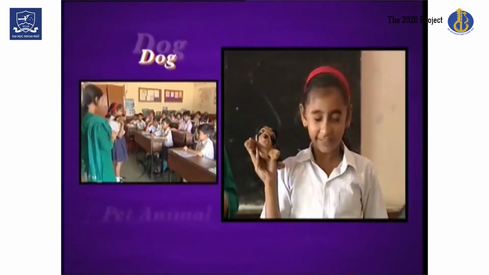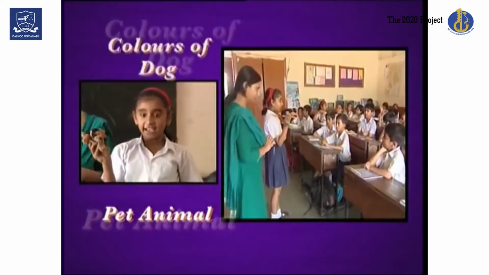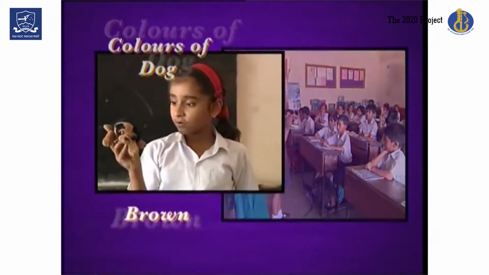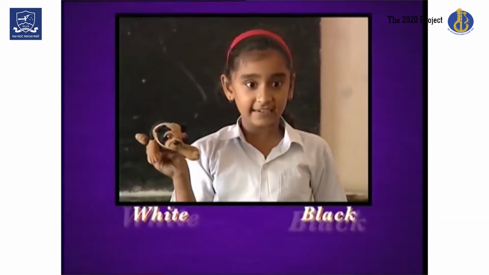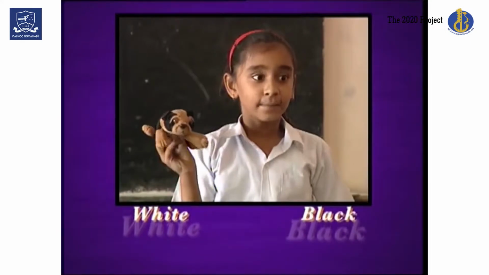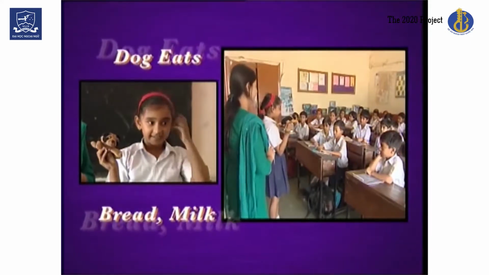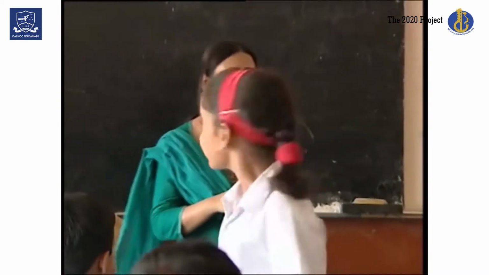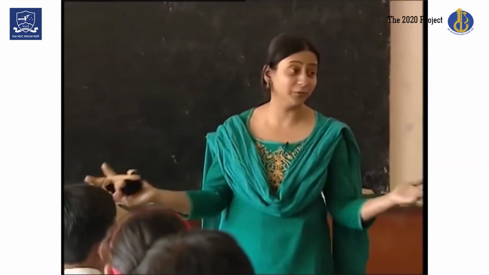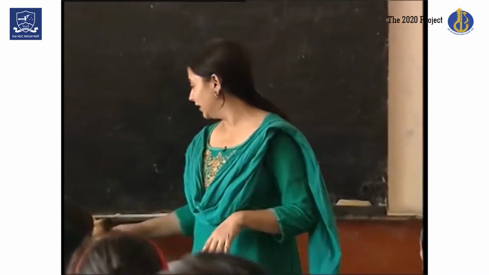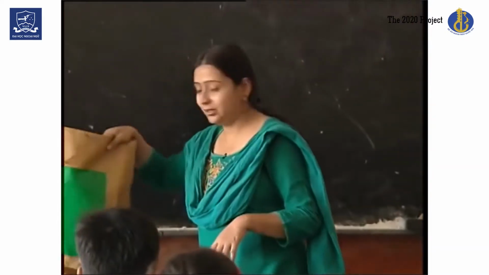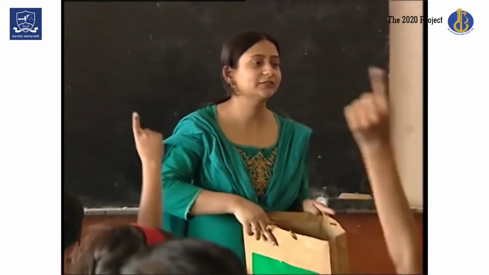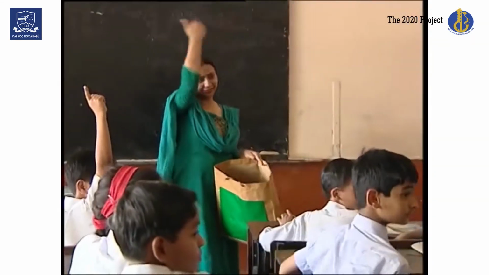This is a dog. The dog is pet animal. Dog has many colors like brown, black, white, etc. Dog eat bread, milk, etc. Okay, very good, very good. So dog has many colors and dog eats bread and milk too. Very good. Now I would like to call one other child of this class from the back. I want you. Yes, come on.